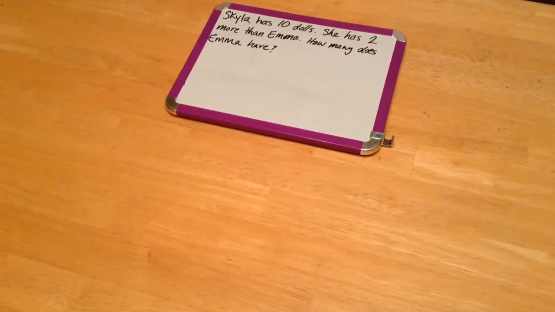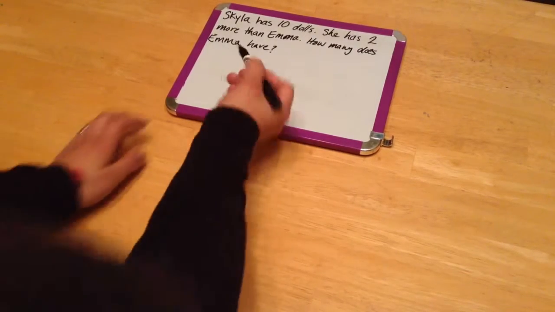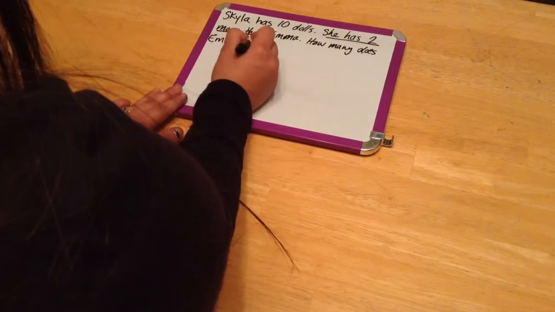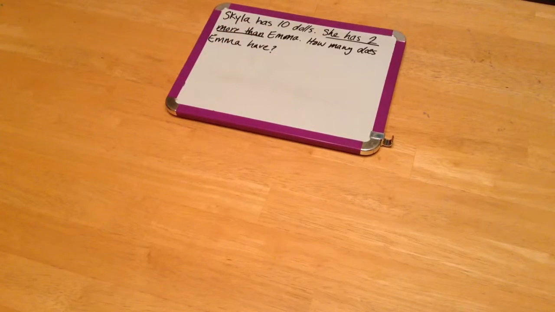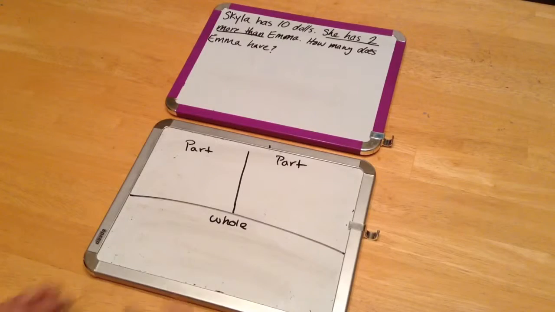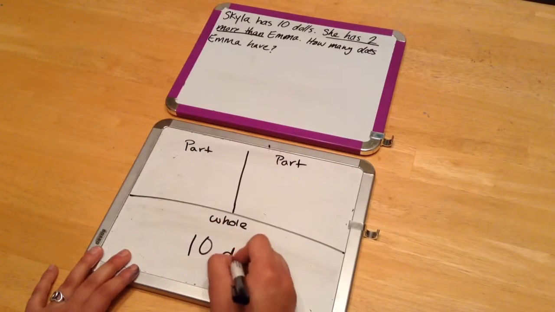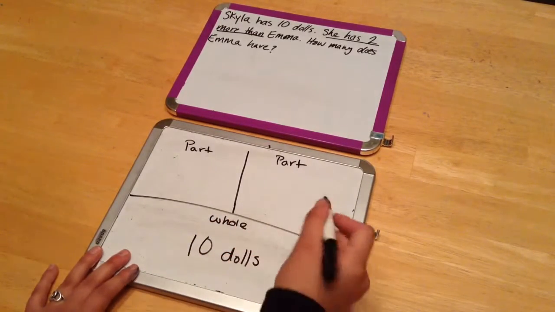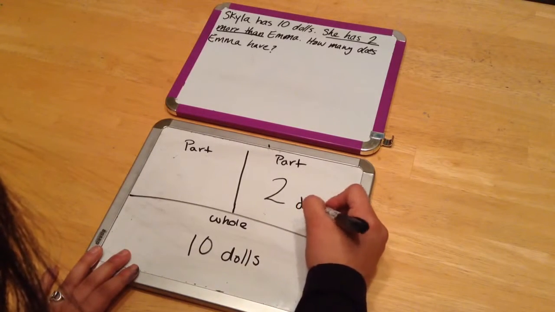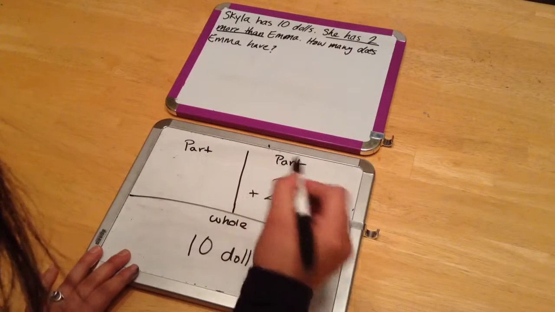So let's do another word problem. Skyla has 10 dolls. She has 2 more than Emma. How many does Emma have? So we have to focus that Skyla has 2 more dolls than Emma. Okay? So we're going to use the part-whole diagram. So Skyla had 10 dolls, but she has 2 more than Emma. Okay?